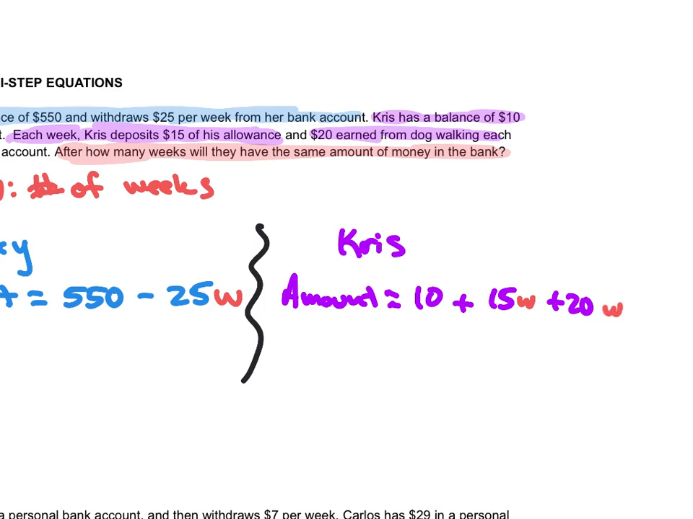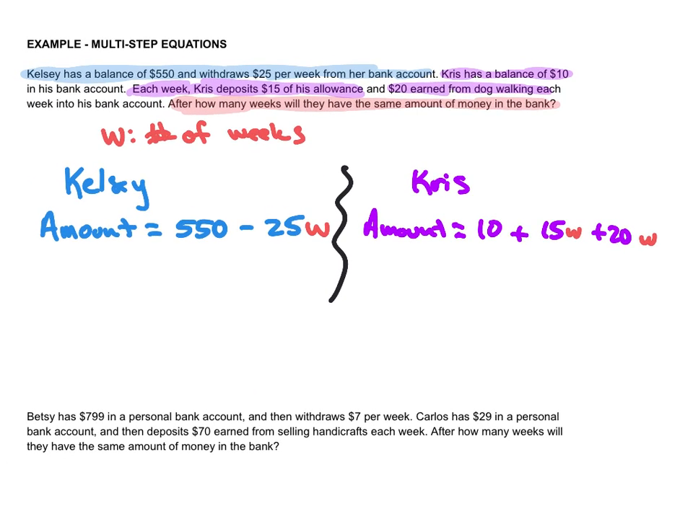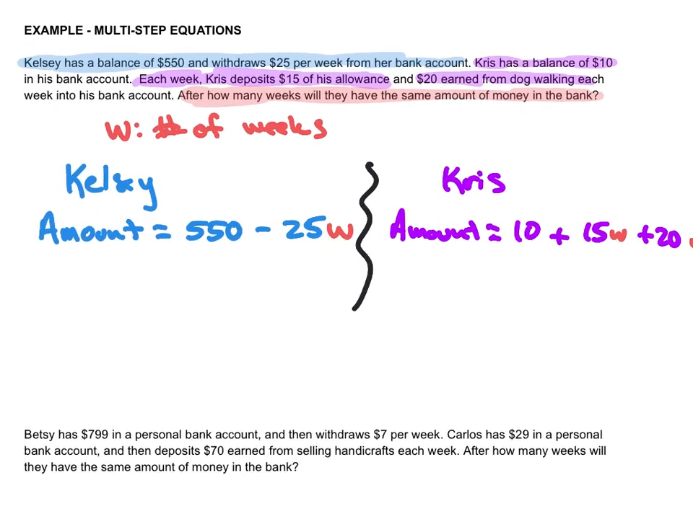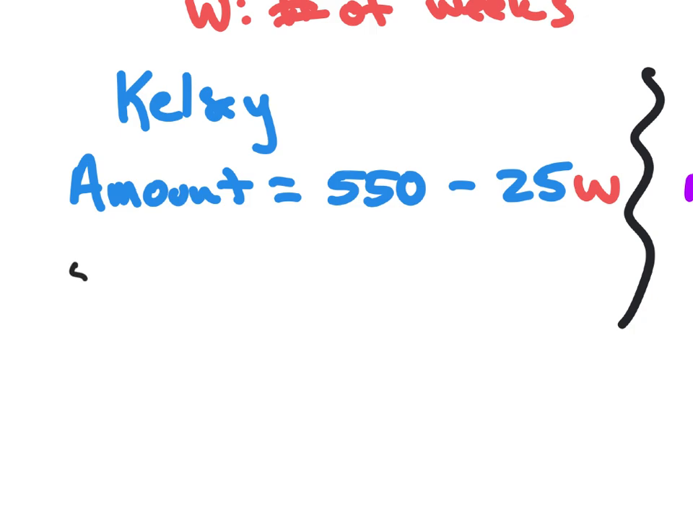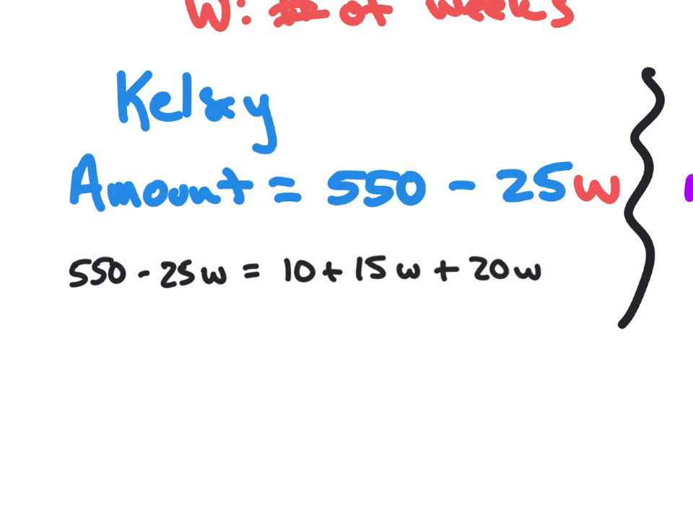Okay? So now what I can do is it says, after how many weeks will they have the same amount of money in the bank? So we have this equation for the amount of money that Kelsey has, and we have an equation for the amount of money that Chris has. What I want to do is set these two equal to each other and solve for W. So I'm going to do 550 minus 25W is equal to 10 plus 15W plus 20W.